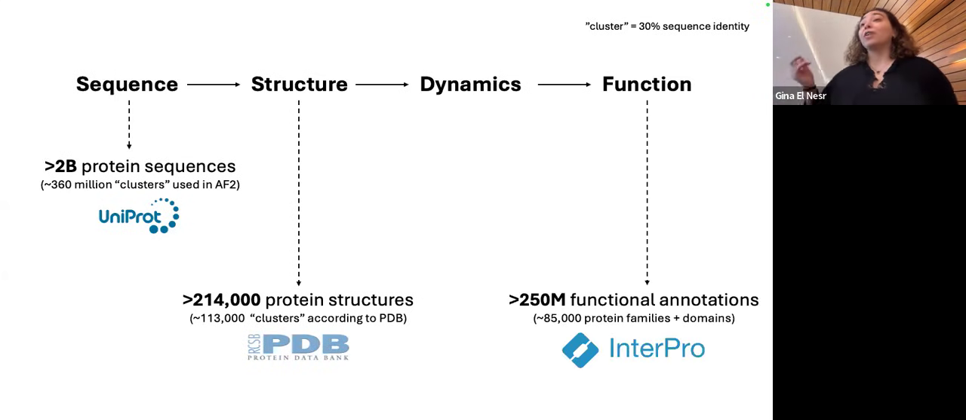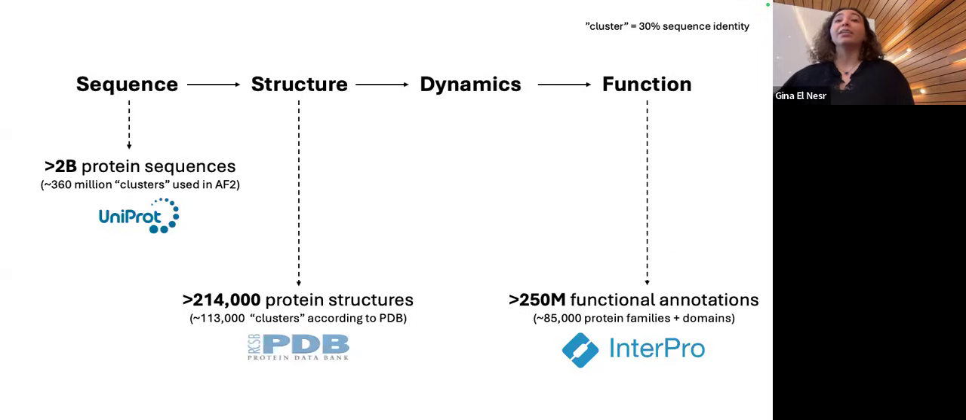And then even function, we have a lot of functional annotations, and people have gone in and taken their proteins and annotated, this is the residue that is responsible as being the base. This is the responsible residue for doing this function, for binding, and so on and so forth. And we have 250 million functional annotations. And so we have a lot of data to fuel a lot of AI measures.